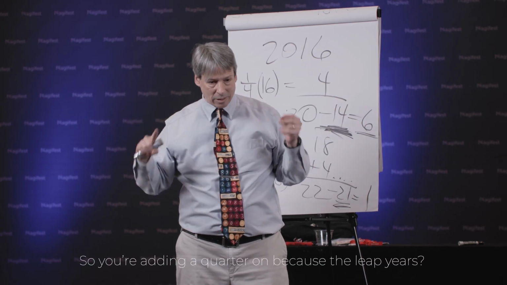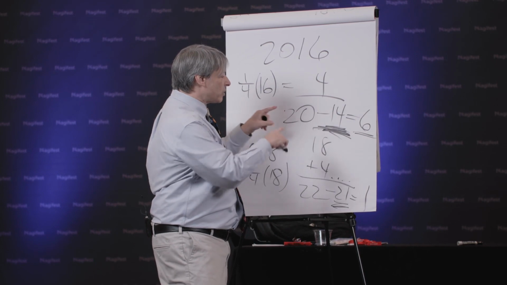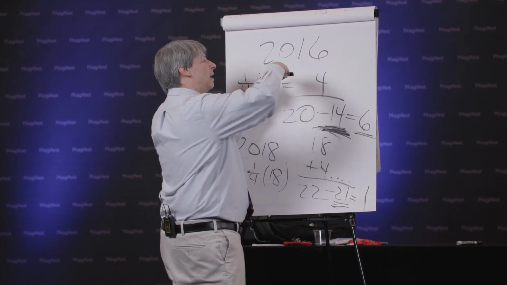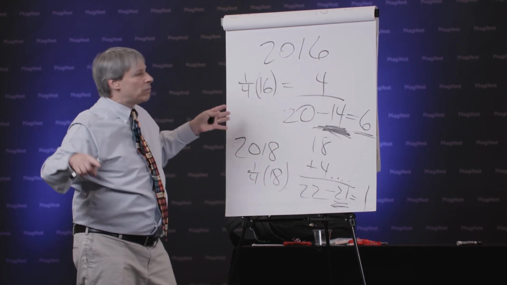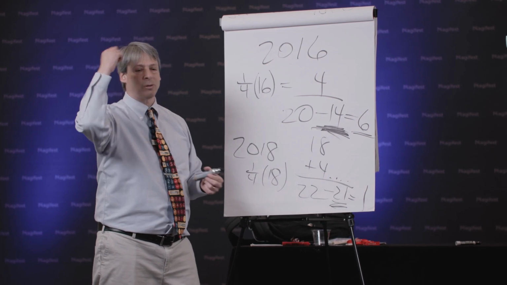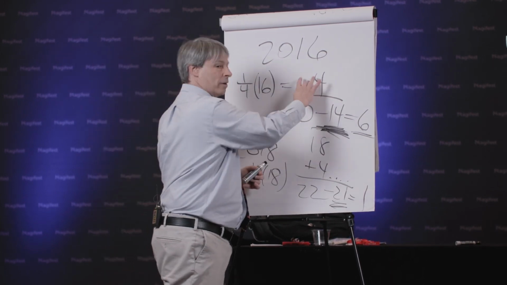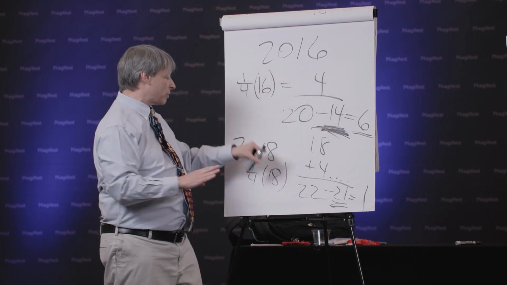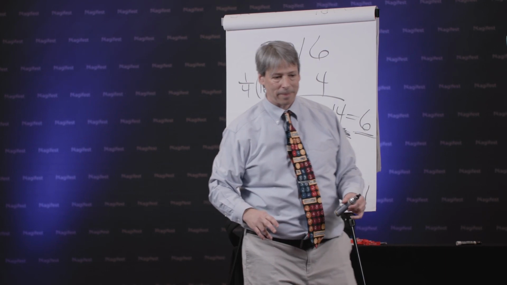And you're adding a quarter because of the leap year. 2016 is 16 years past 2000, and if none of them were leap years, then the code would be 16. But I have 4 leap years, 2004, 8, 12, and 16. And that's the added 4 that's coming there. And for 2018, it's still the same 4 leap years.